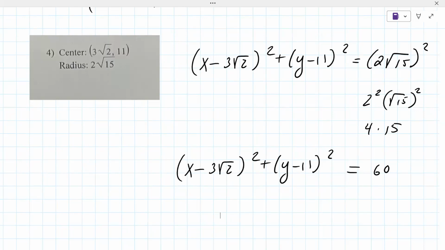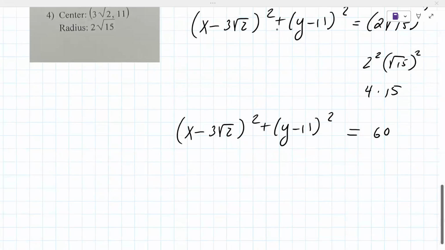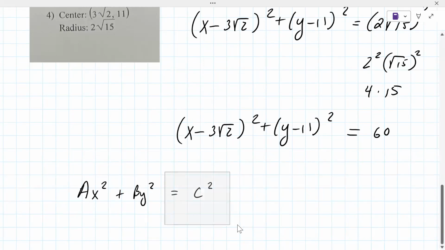Any questions on that? No. Do you have to do that same thing to the 3 root 2? That's why I keep asking. No, you don't distribute it. If you FOIL it, you're still gonna have roots in there. The form of a circle is like ax² + by² = c². That's one of the forms. There's some other stuff too.